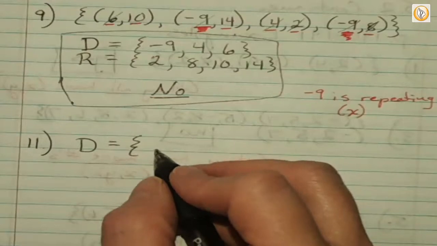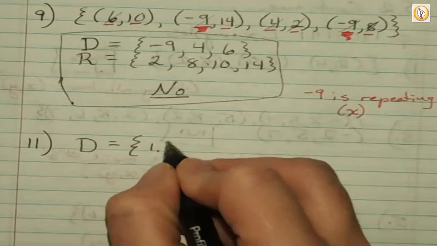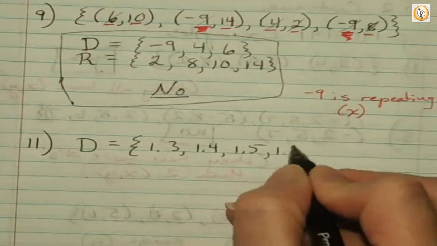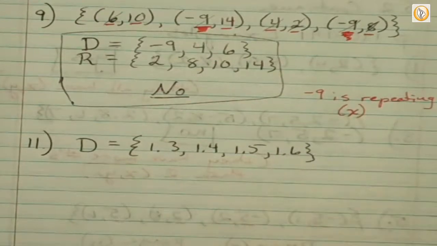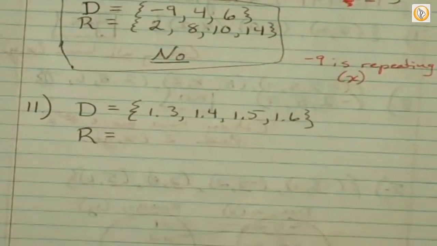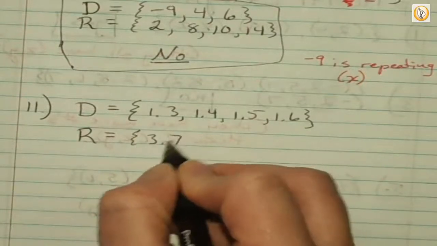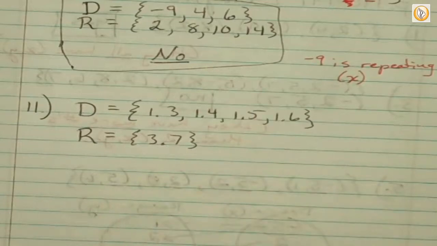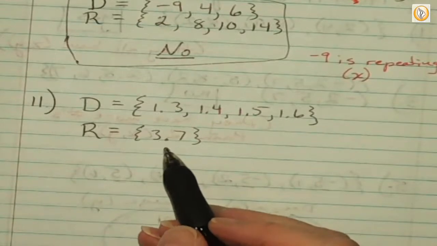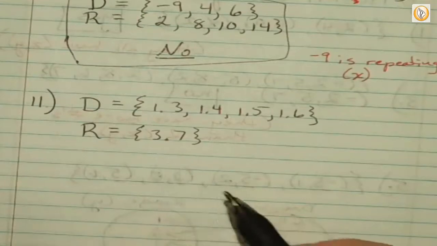Yes. 1.3, 1.4, 1.5, 1.6. Very good, and they are all in order. Squiggly line. Another volunteer for the range. Matthew? 3.7. That's it? Yep, you're correct. So there we have it listed. There's a whole bunch of 3.7s, right? But Matthew's correct. We don't have to write all of them. You just write one of them.